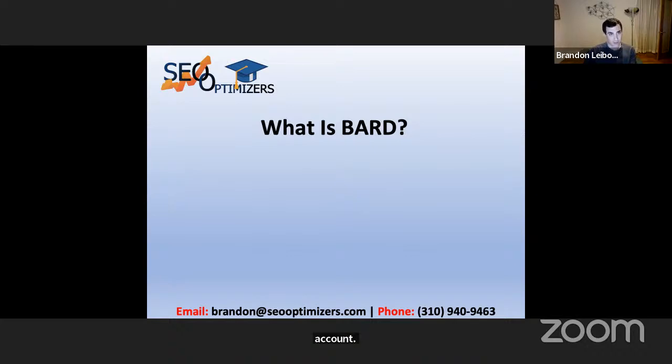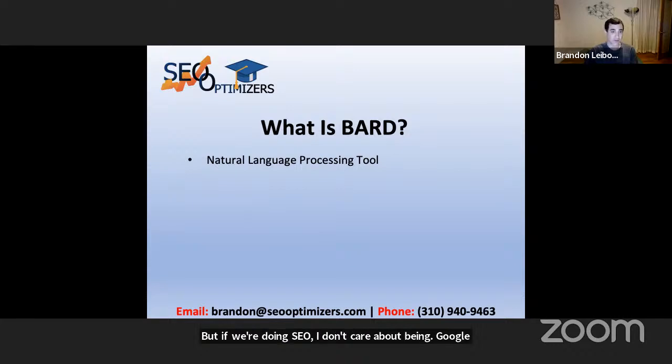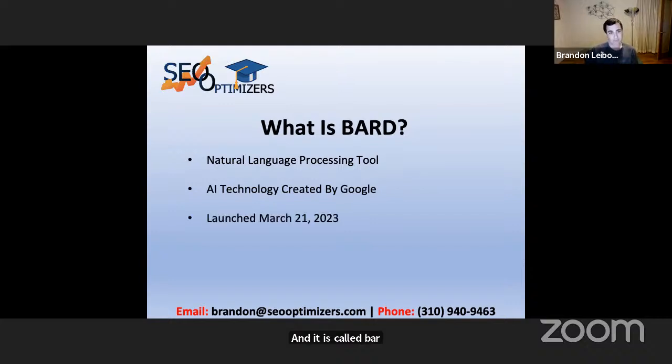But if we're doing SEO, I don't care about Bing. Google created their natural language processing tool, and it is called Bard, B-A-R-D, and it was launched like 3 or 4 months after Bing or ChatGPT, because Google's like, wait, Bing just put AI in their search results.